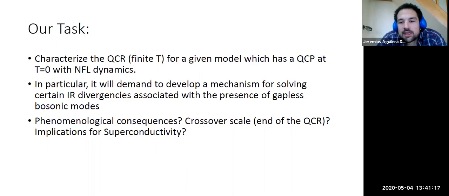On the way, we will have to deal with certain infrared divergences associated with the presence of these soft modes at finite T. And we will see that resolving these divergences will have an enormous impact on our characterization of the critical region. And finally, I'd like just to mention some phenomenological consequences.